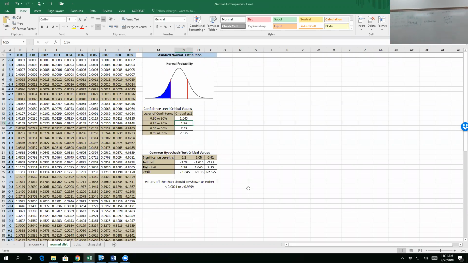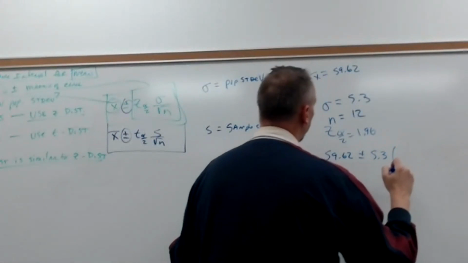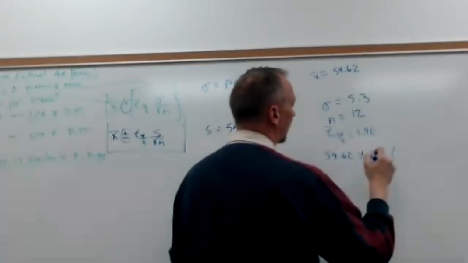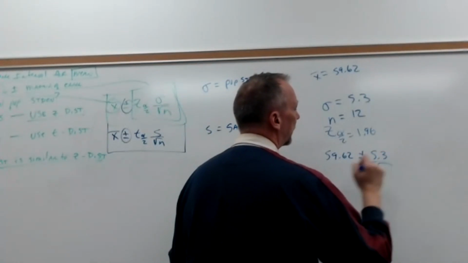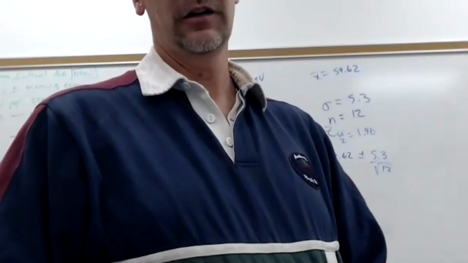So now, let's pick on Laura. Can you punch this through for me? So, yeah, 59.62 plus or minus 5.3 divided by the square root of 12. You said divided by, but you meant times, right? Yeah, I said 5.3 divided by the square root. You divided by the square root of 12. Okay, so hopefully you can all plug that in your calculator.